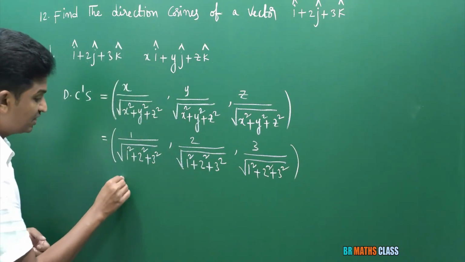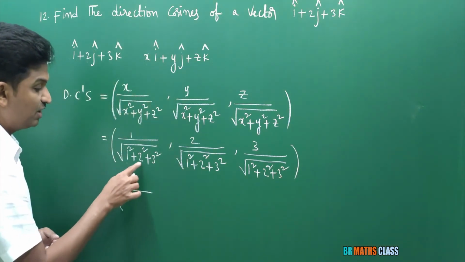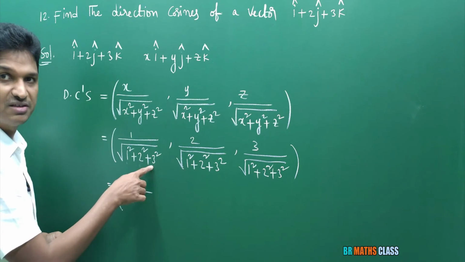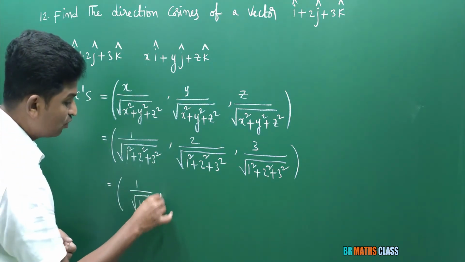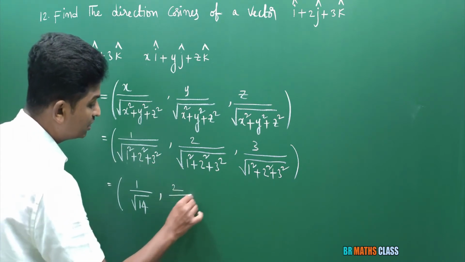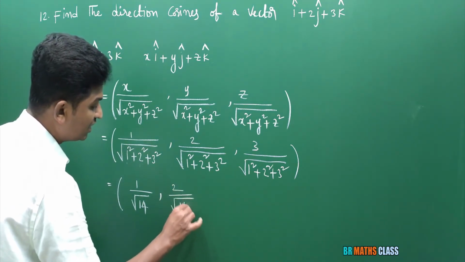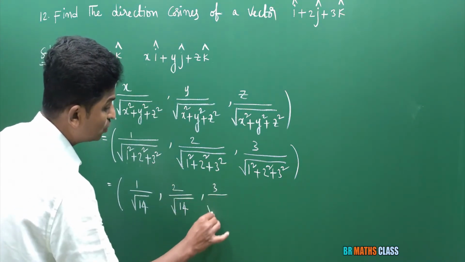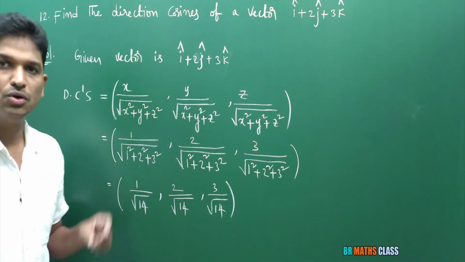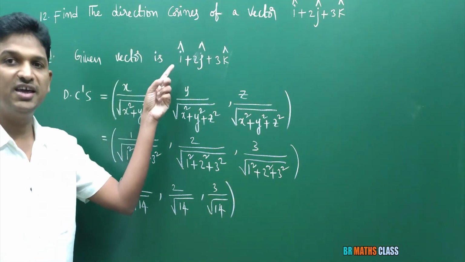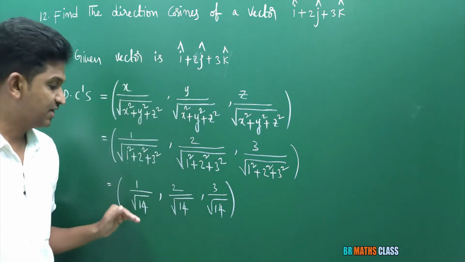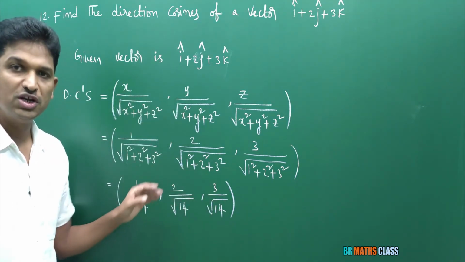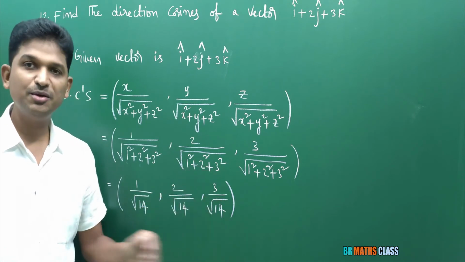Okay, if I simplify this, what will I get? 1 divided by 1 plus 4, 5. 5 plus 9, 14. So this is root 14. 1 by root 14, comma 2 divided by root 14, comma 3 divided by root 14. So if the given vector is I cap plus 2j cap plus 3k cap, then direction cosines of this vector are 1 by root 14, comma 2 by root 14, comma 3 by root 14.